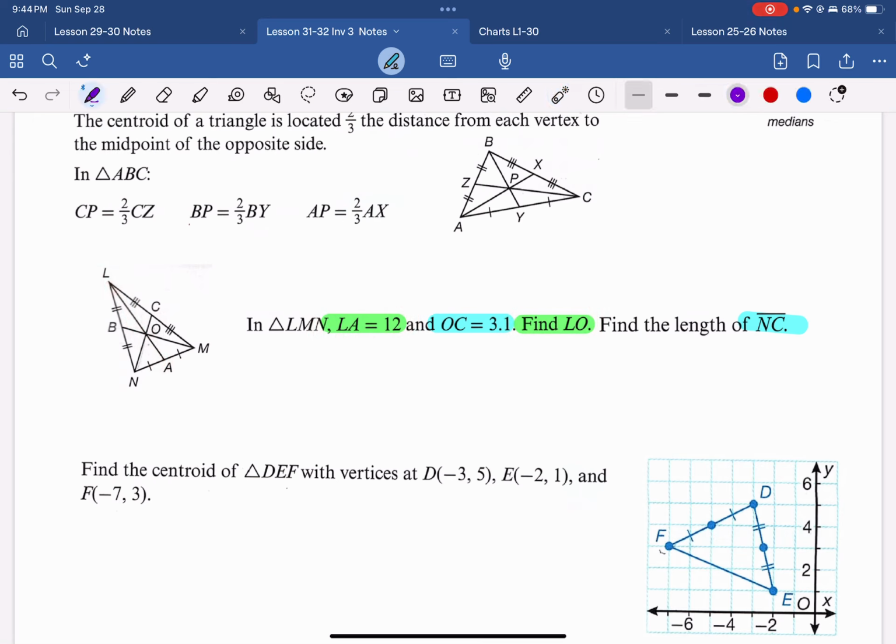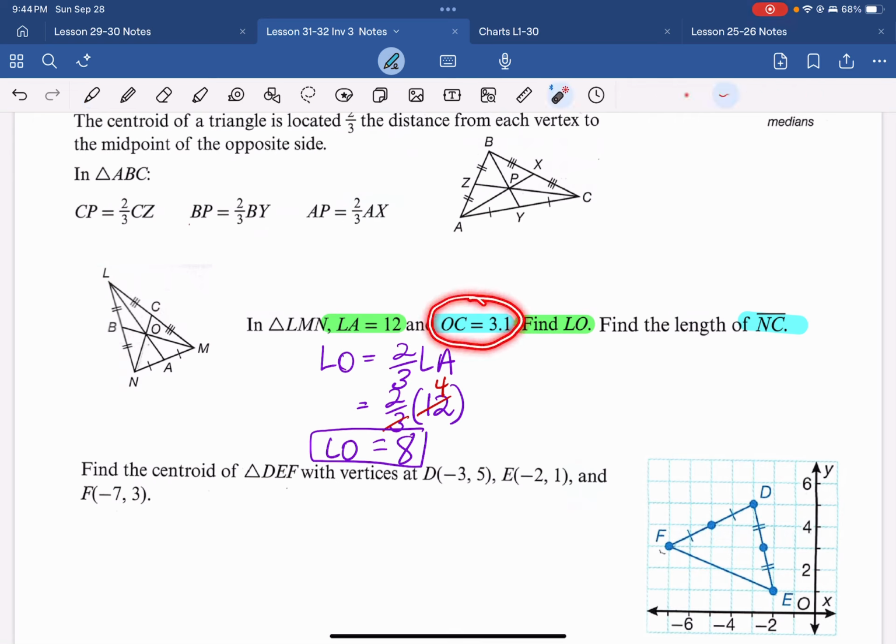Well, if we start by writing down that LO is 2/3 of the whole thing, we can then substitute 12 in for LA, right? We can write 2/3 of 12. Well, this is beautiful because I can cross reduce that, make it a 4. And 2 times 4 is 8. So LO is 8.